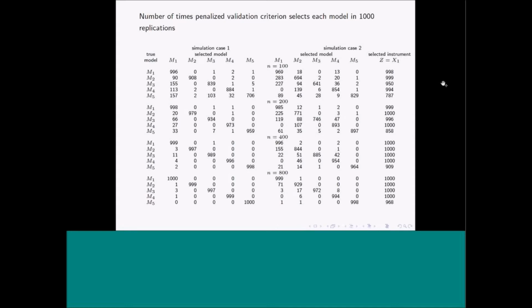Some kind of simulation shows that when the sample size is large, the probability of hitting the right target is actually pretty good. And we also need to put some penalty in.